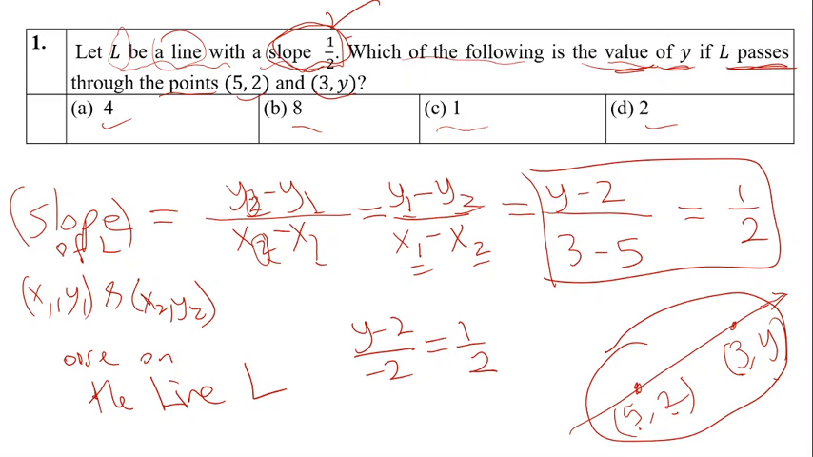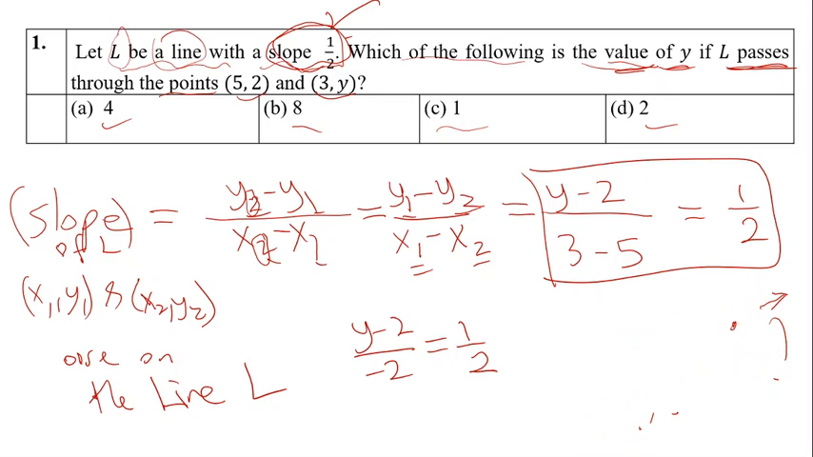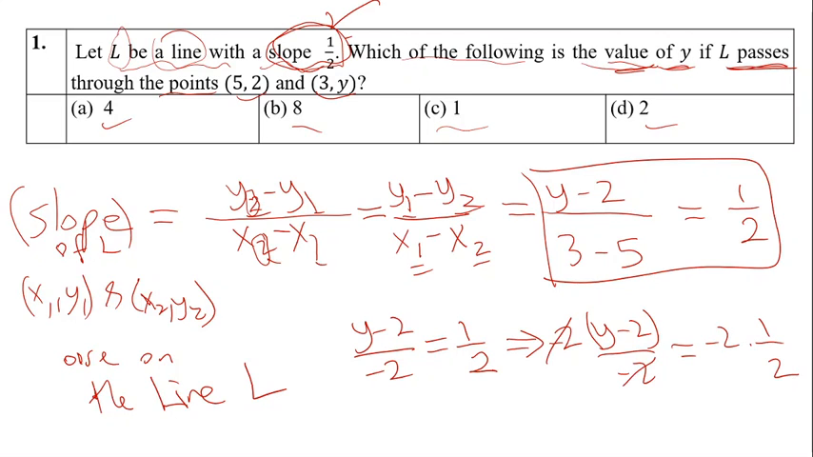Then you can multiply both sides with minus 2 so that there will be cancellation. We end up with y minus 2 equal to minus 1. So y is equal to minus 1 plus 2, which gives us 1. So the answer is 1.